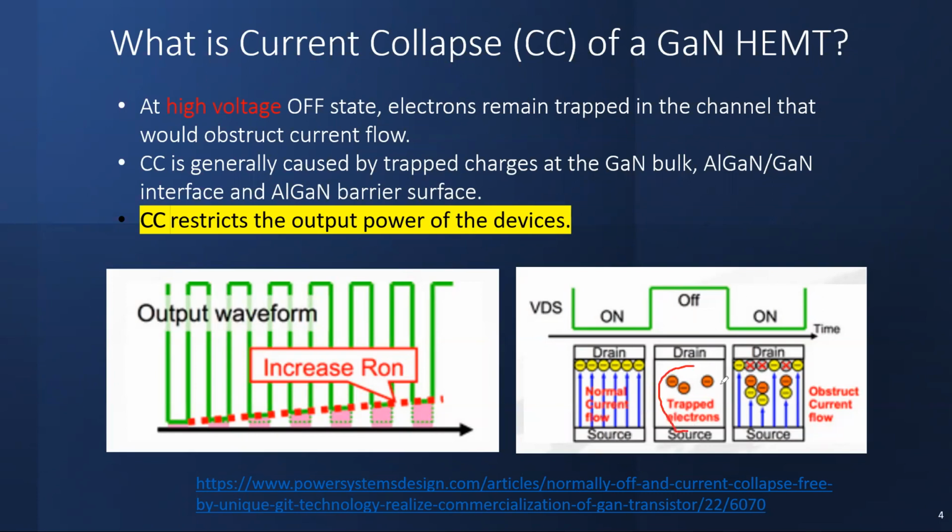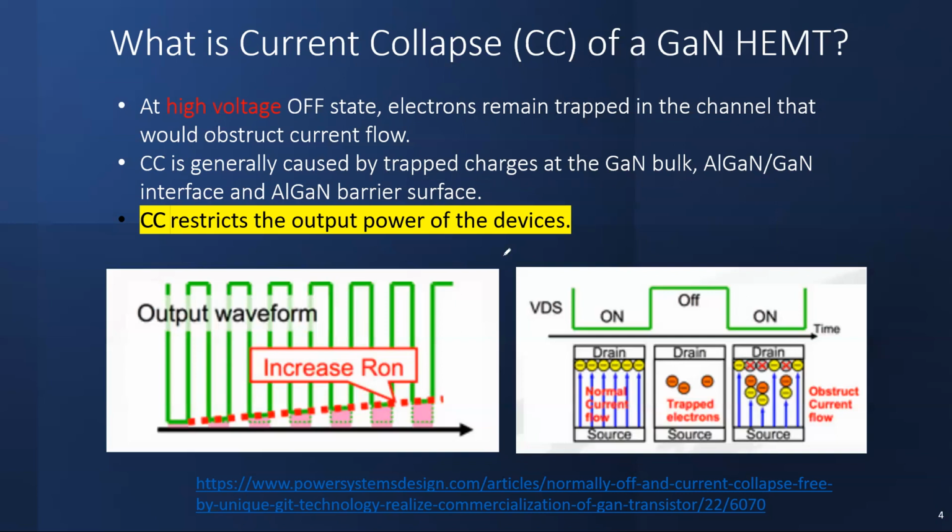It's because of the trapped electrons. When the current goes through the drain, the electrons should go through smoothly, but it turns out they did not. Some of the electrons have been trapped. Somebody takes them and holds them. All right. It's the trapped charges at the bulk, at the interface, and at the barrier. It's everywhere, pretty much. Okay.